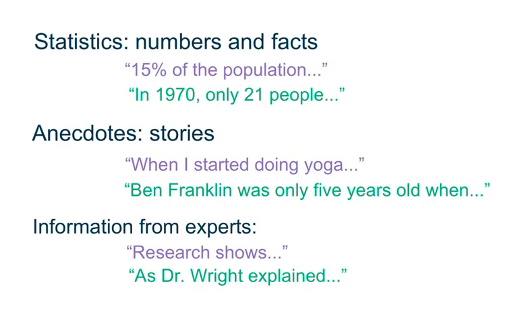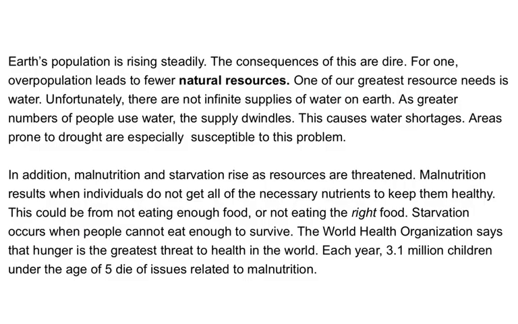For instance, authors can give statistics, or numbers and facts. They can tell anecdotes or stories about themselves or others, or they can give information from experts by citing doctors or research studies. All of these types of evidence help an author prove that their claim is true. It can get harder to identify evidence when your texts get longer and more complex.